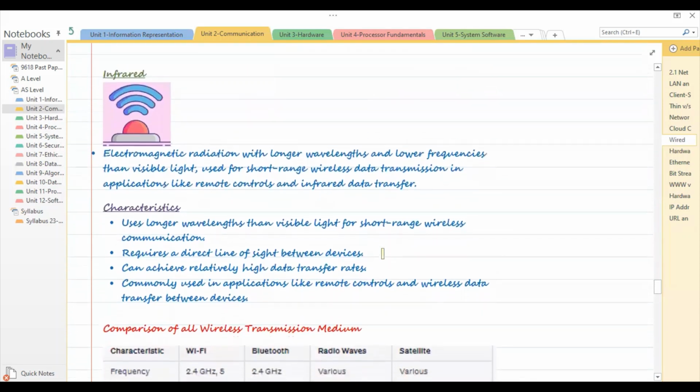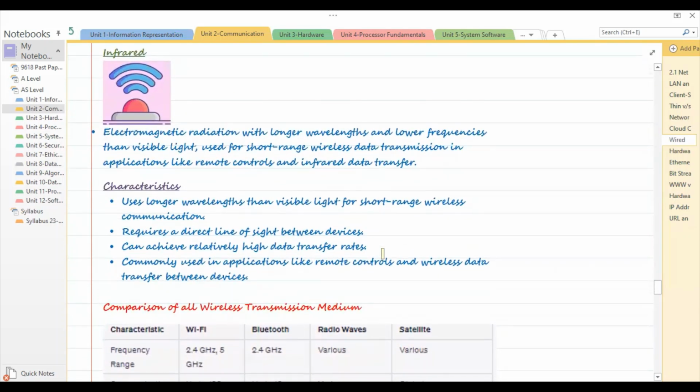Next comes infrared. A major application area of infrared is your TV remotes, or any remote systems. It is electromagnetic radiation with longer wavelength and lower frequency than visible light, used for short range wireless data transmission in applications like remote controls and infrared data transfer. Two devices basically need to be kept in direct line of sight for data transfer in infrared.